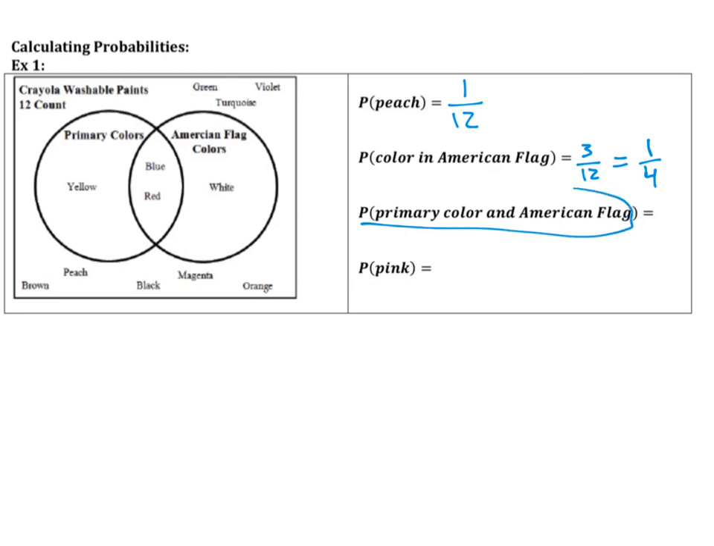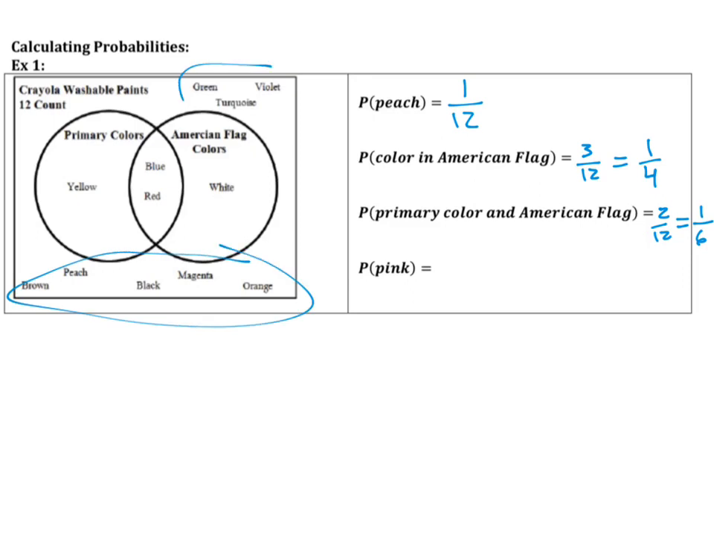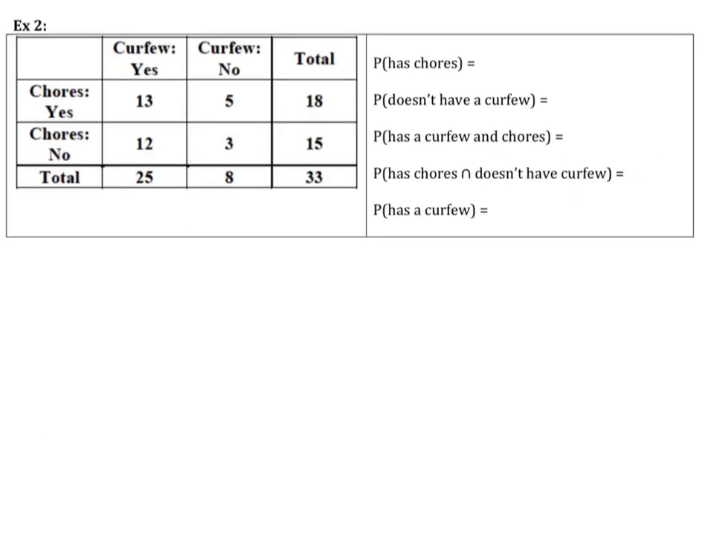And now we need to figure out the probability that it's a primary color and American flag. So you need to look at the colors that meet both requirements, which are the ones in the middle there, which are red and blue. So there's 2 out of the 12, and that again reduces to be 1/6. And then we got one here, probability of pink. Figure out where pink is, and it's not there. So that's 0 out of 12. There's no chance of drawing a pink out of this box because pink's not a color. Ta-da, probability done.